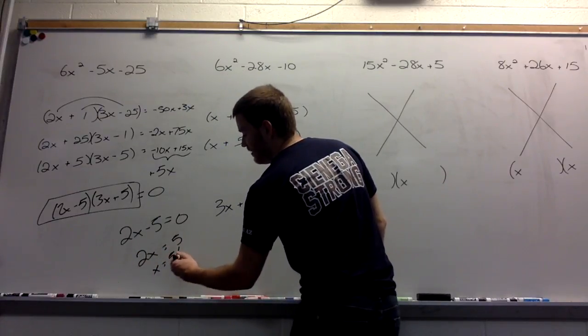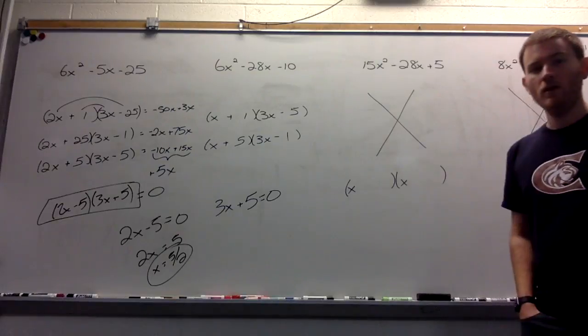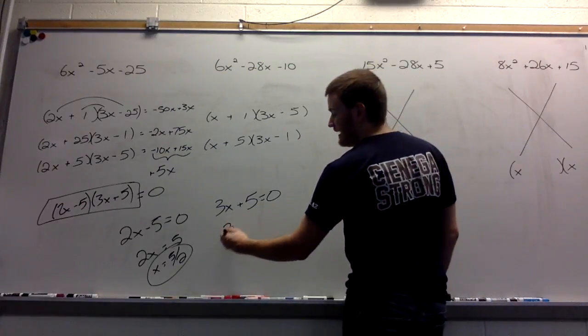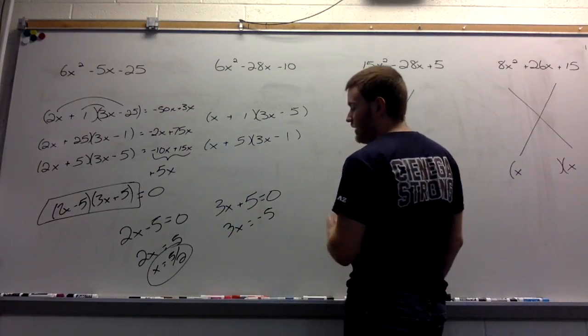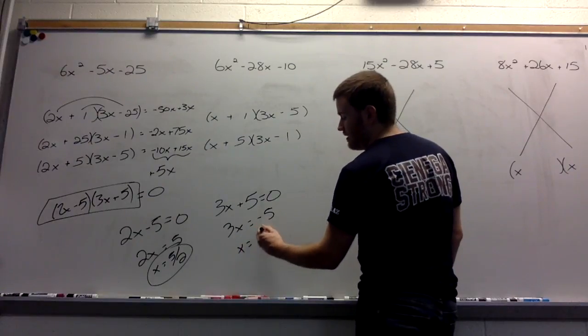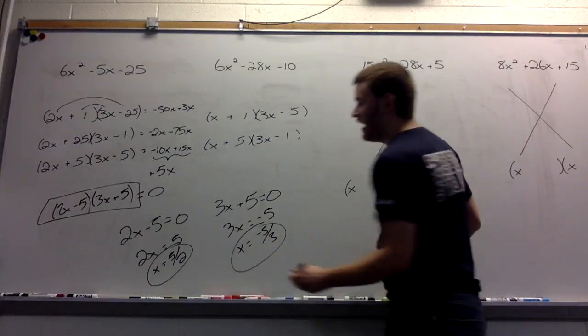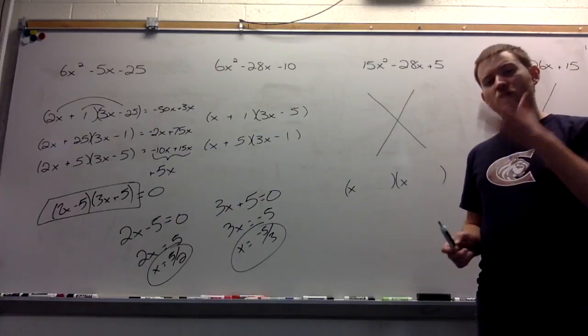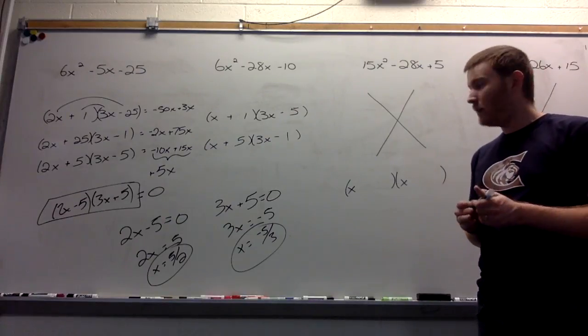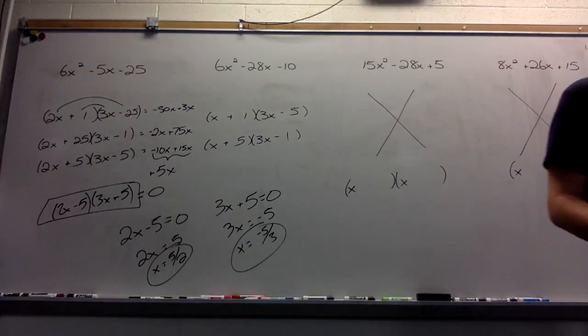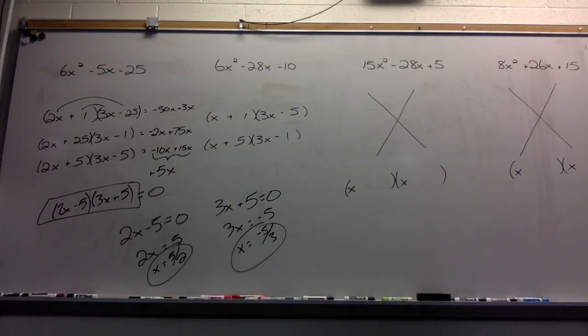And I get 5 halves. In my second one, I subtract 3 and subtract 5, and divide by 3. And I get negative 5 thirds. And so on your worksheet, you're going to see problems that are, here's a quadratic, find the factors. And so your first step is to figure out what the first and second factors are going to be and write your answers in the parentheses.